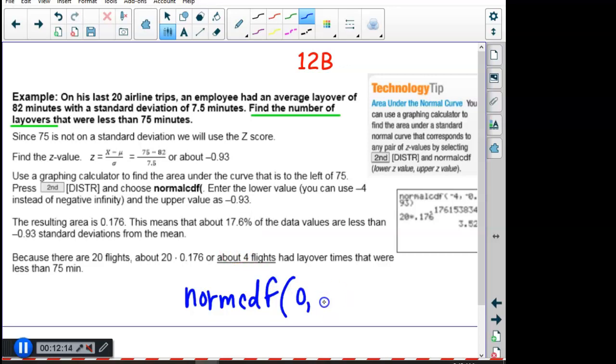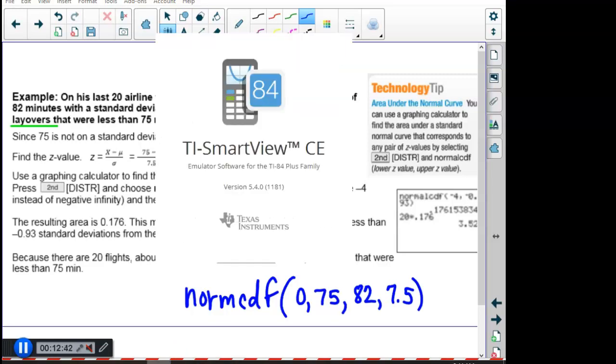You could figure out like 4 standard deviations below and use that number, but it has to have a layover 0 to 75, so that would include everything less than 75 minutes, where the average layover was 82 and the standard deviation was 7.5. I don't even have this pulled up, I don't think. Okay, you guys type that in quick. How do you find it again? Second vars.